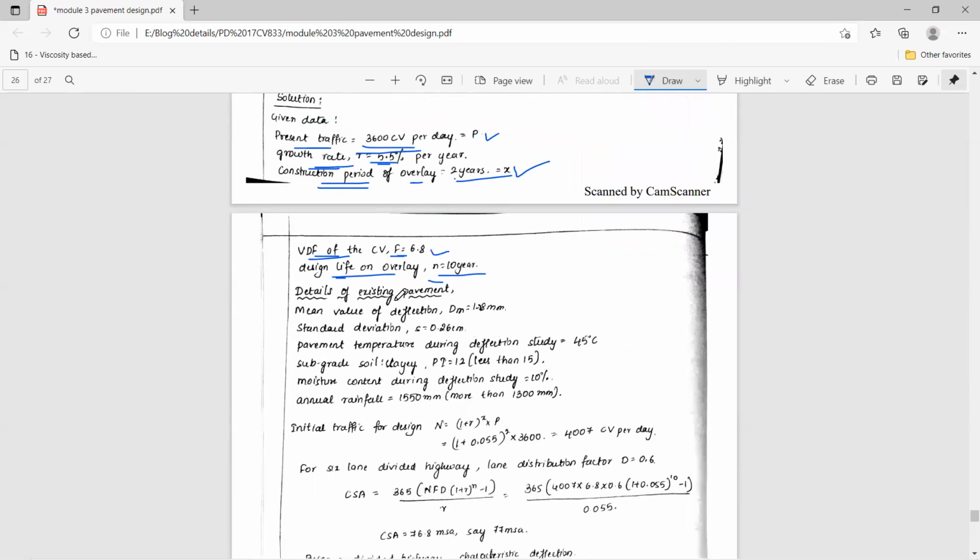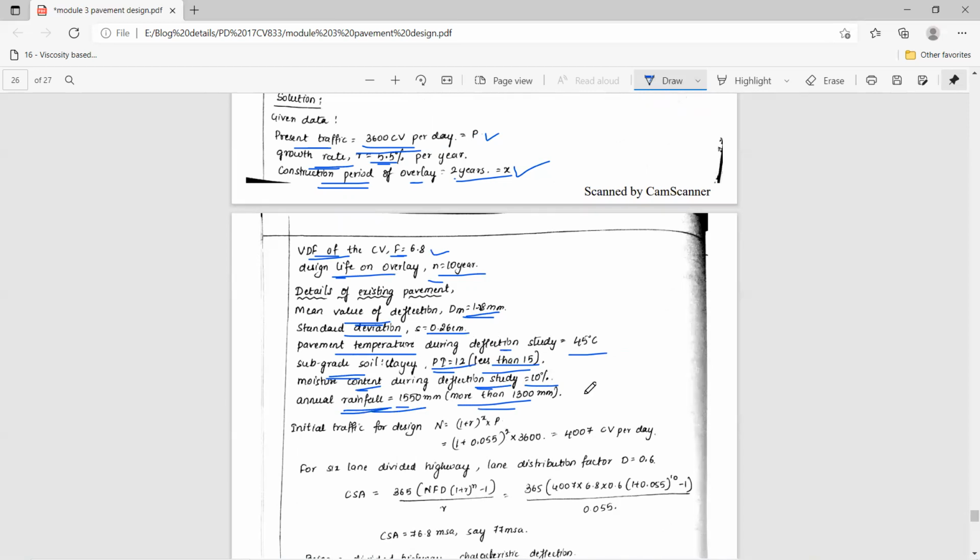Then the details of the existing pavement as per Benkelman beam studies. The mean value of the deflection is equal to 1.28 mm. The standard deviation is 0.26 mm. The pavement temperature during the deflection study is 45 degrees centigrade. The subgrade soil is clay with plasticity index 12, which is less than 15. You need this data in order to refer to the graph. The moisture content during the deflection study is 10% and the annual rainfall is 1550 mm, which is more than 1300 mm. I will tell you why this data is required: plasticity index and annual rainfall.